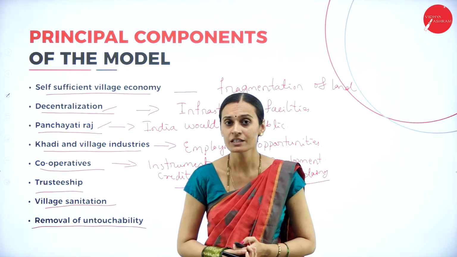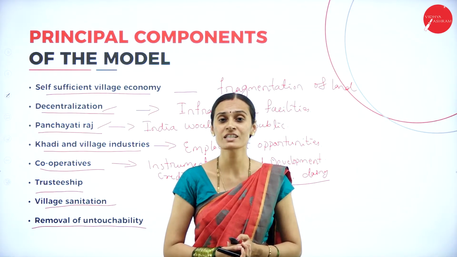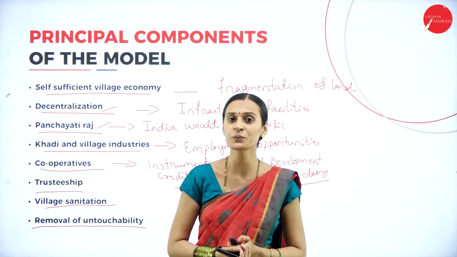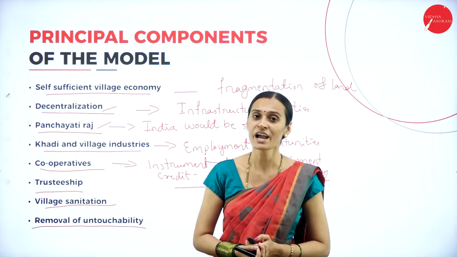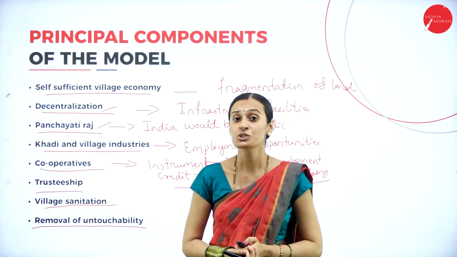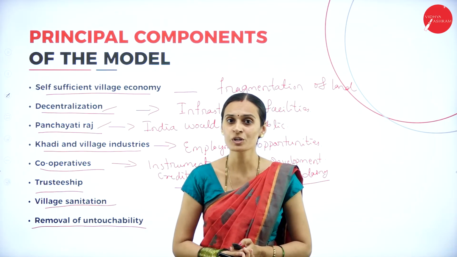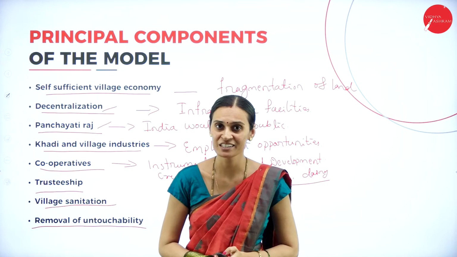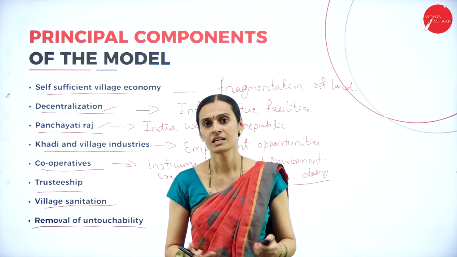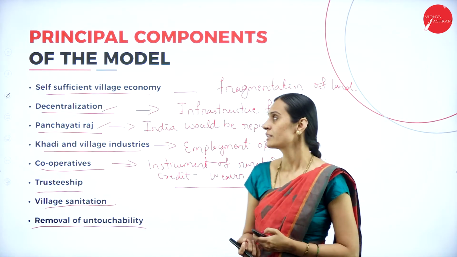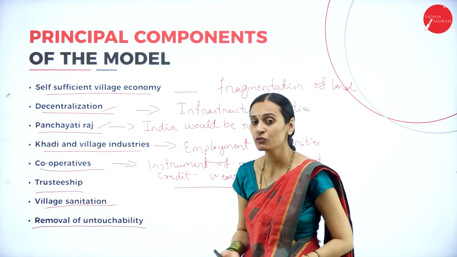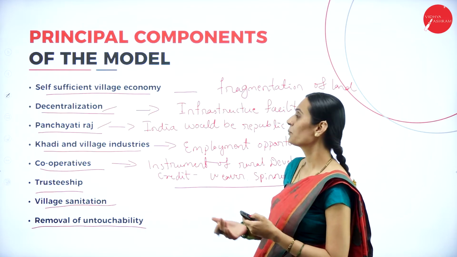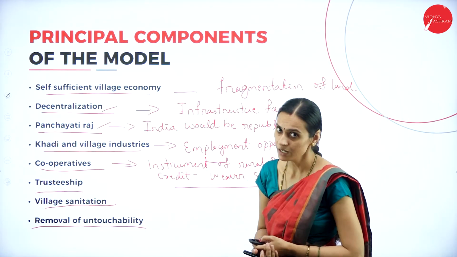And of course, it is not possible to achieve a self-sufficient system in the rural sector, and it is not possible to improve the agriculture system either. That is shown by the result of the low contribution of the agriculture sector to GDP. Yes, these all tell about the Gandhian model, the different values and the principal components of this model, which are very important.